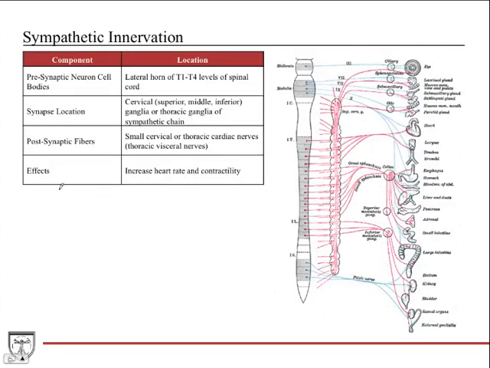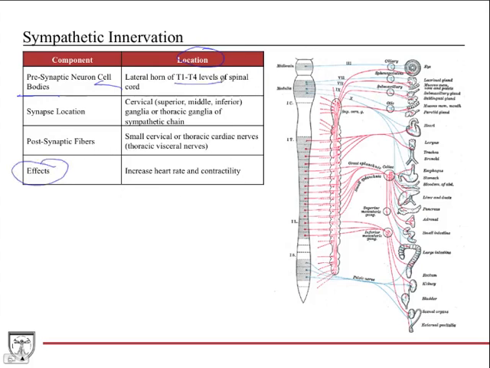All right, so we have this nice table in your book, and again, as we talked about throughout the autonomic nervous system lectures, it's all about location, location, location. Where is it? For the sympathetic innervation, we're going to go through the different components. The presynaptic neuron cell bodies, very important to know where those are. Where the synapses occur, where the postsynaptic fibers travel, and then what are the end-organ effects.